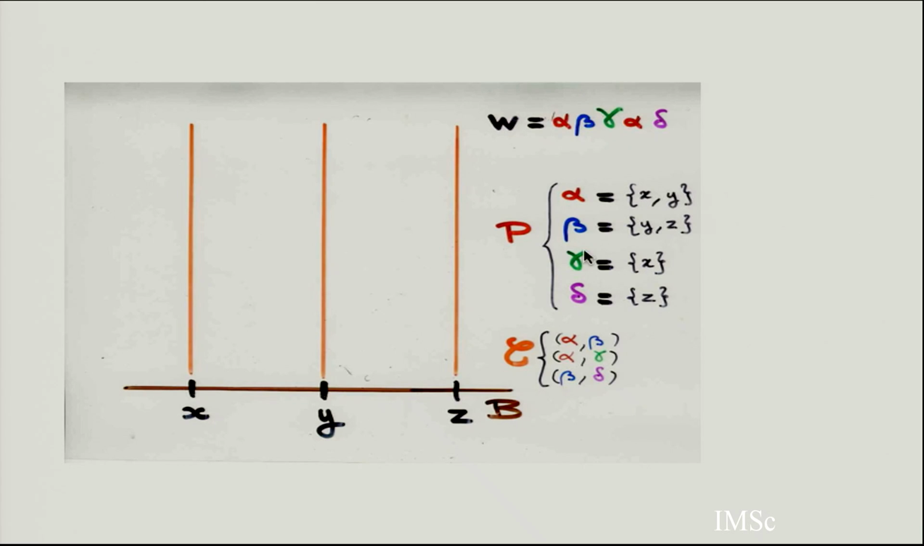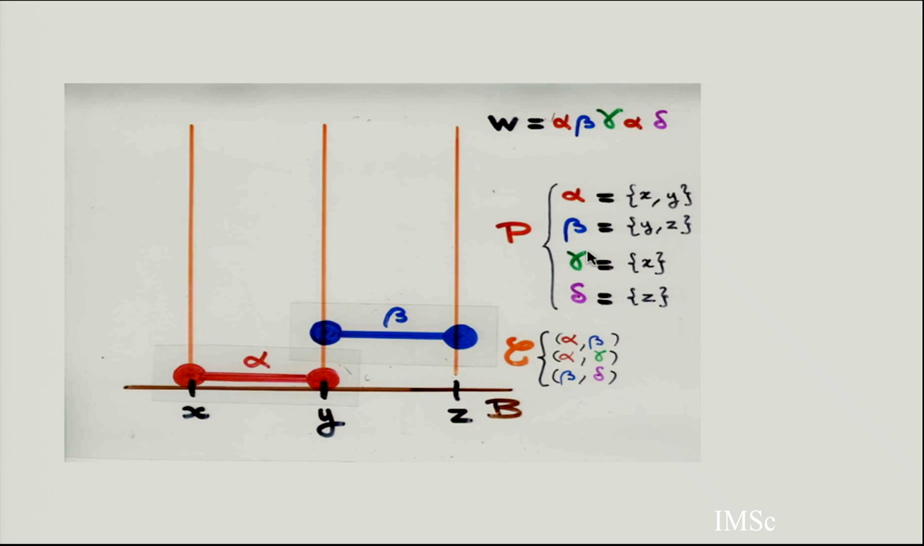No constraint at all. So you take a word: alpha, beta, gamma, alpha, delta. And to this word, I can take the product of each letter considered as a heap. So I take first alpha, which is a subset xy, then multiply as a heap by beta. So beta is yz.